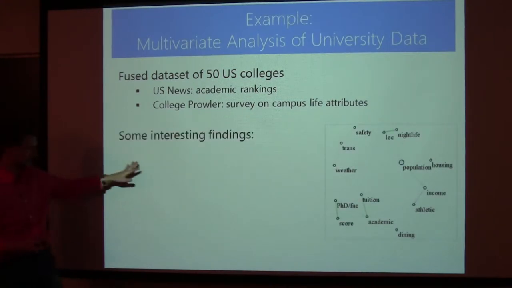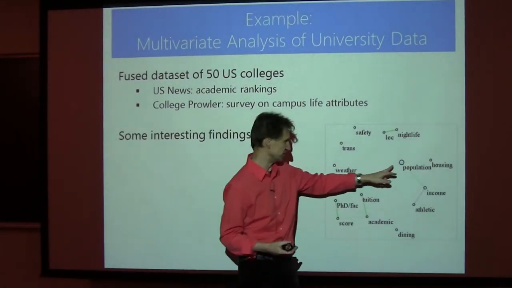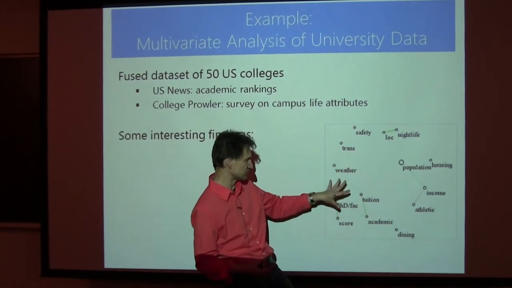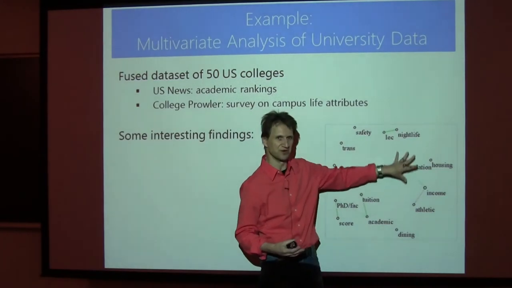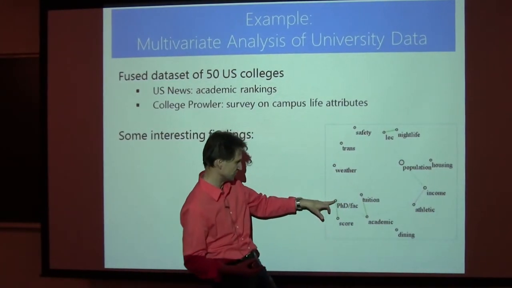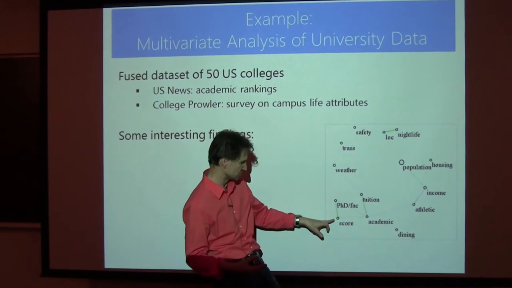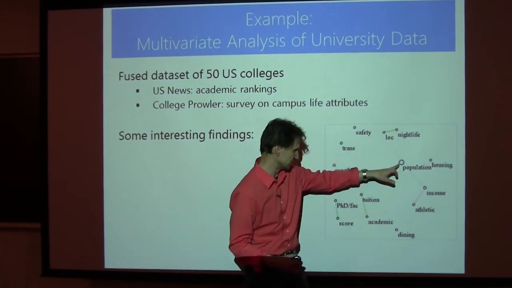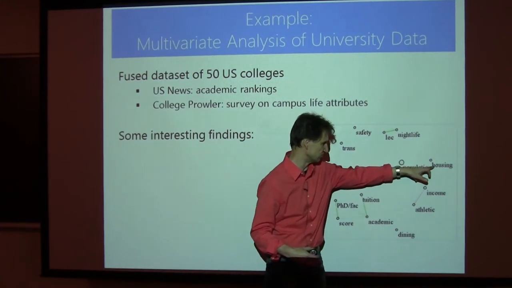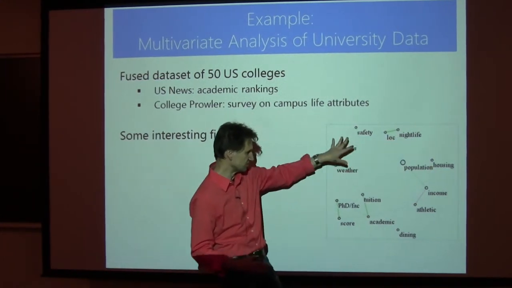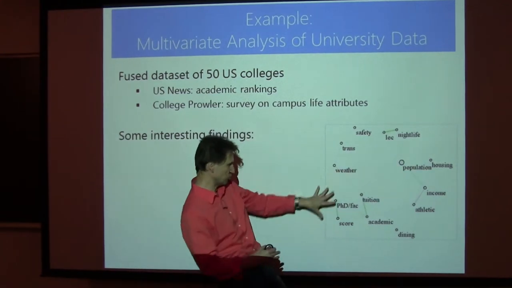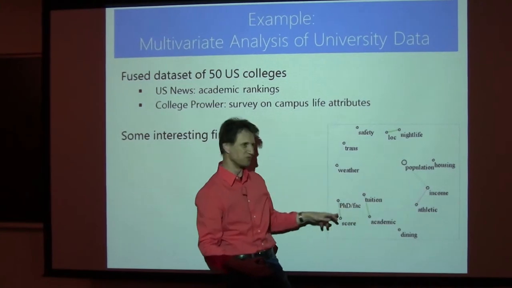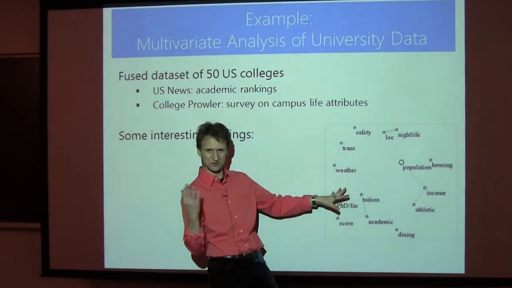So we came up with this. It's the correlation plot I showed you, right? Here we found this is the academic cluster of variables, and this is the social environment cluster. Here you can see PhD in faculty, tuition, academic ranking score, and here's athletics, income of the people that live there, population of the town of the college, housing, location, nightlife. They're grouped in aspects, and what's interesting is that athletics links those two things together, which is often the case, right?